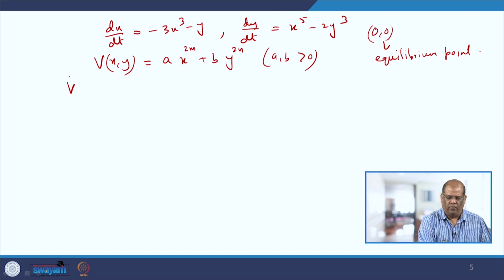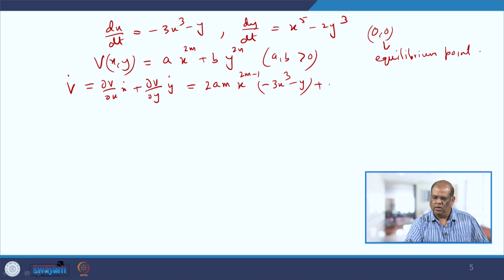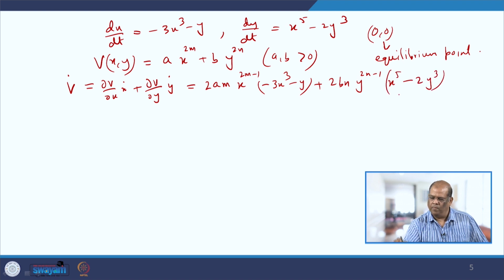So, you start with V dot, which is del V del x into x dot plus del V del y into y dot. So, del V del x is 2am x to the power 2m minus 1, and x dot is minus 3x cube minus y, plus 2bn y to the power 2n minus 1 and x to the power 5 minus 2y cube. So, instead of guessing the values of m and n, this is a systematic manner by which you can find the value of m and n.